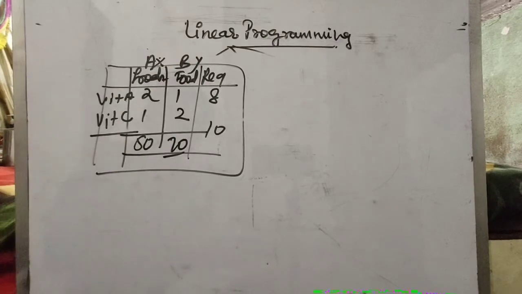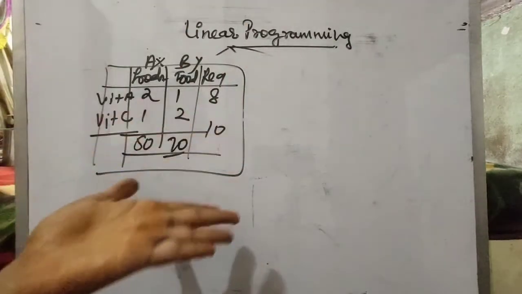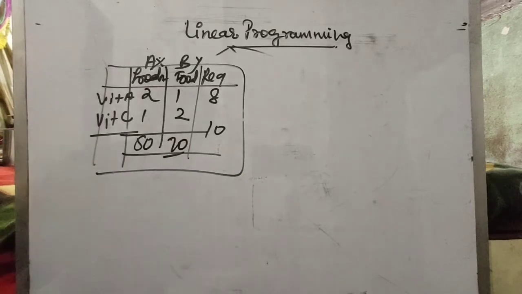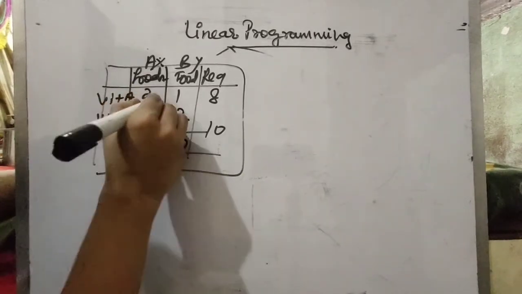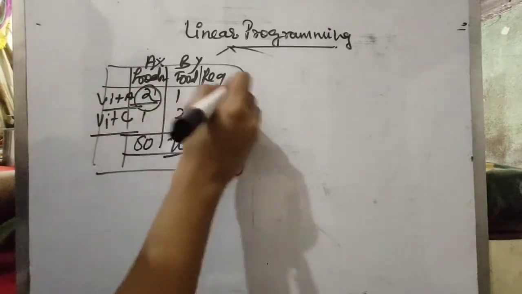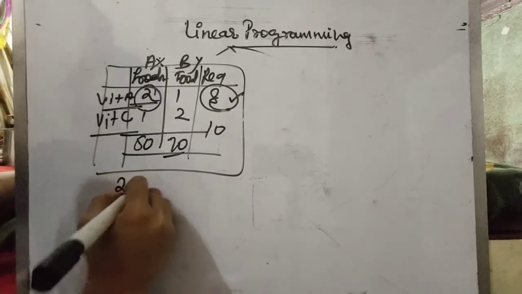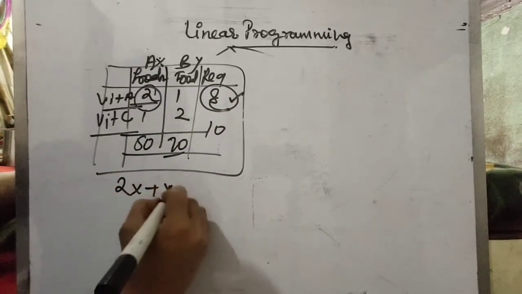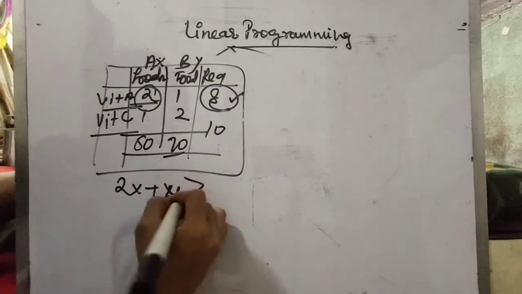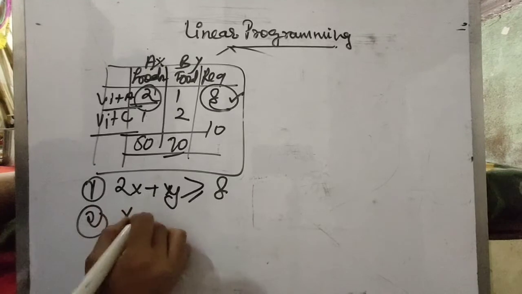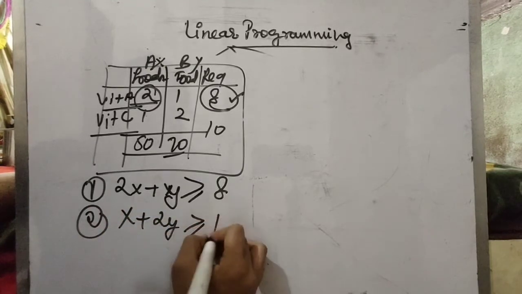Solving the question remains the same. We need to just make the equations, that is, what the constraint equations will be and what the z equation will be, so that we can solve the question further. So I can see that for vitamin A, my least requirement is 8. So 2x plus y is greater than or equal to 8. First equation. Second equation becomes x plus 2y is greater than or equal to 10.